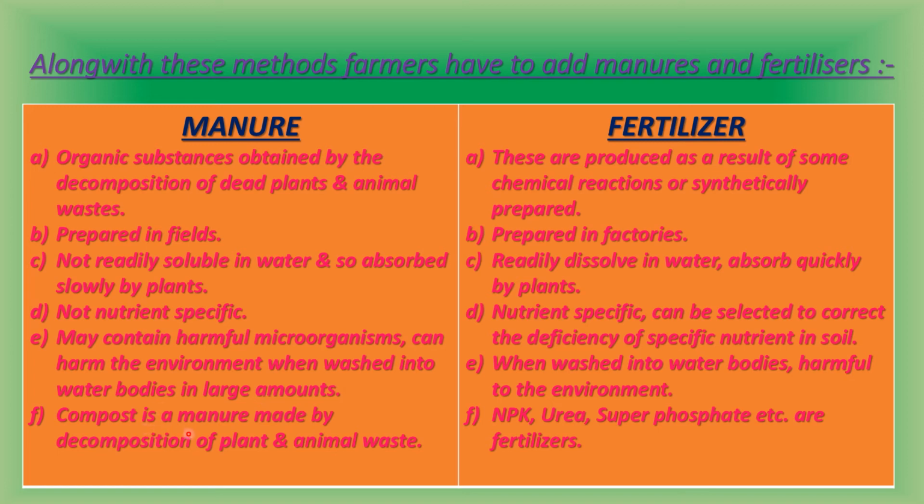The common example of manure is compost, which is made by plant and animal waste. On the other side, fertilizers are produced by chemical reactions in the factories. As they are produced in the factories with the help of chemical reactions, that's why they are called synthetically prepared substances. They are also called inorganic substances.